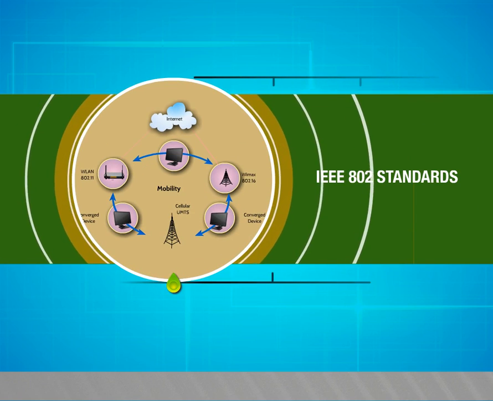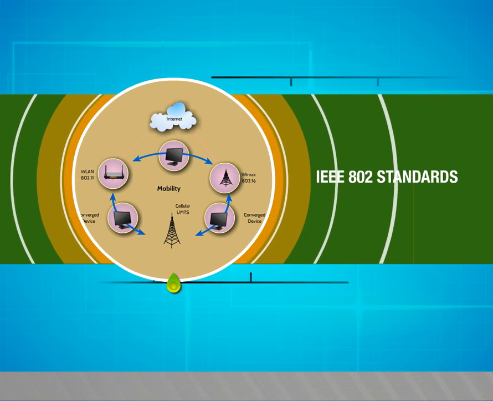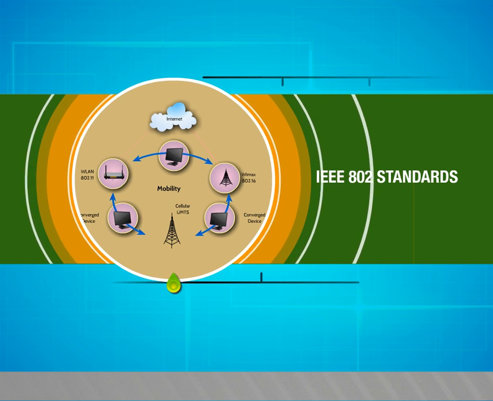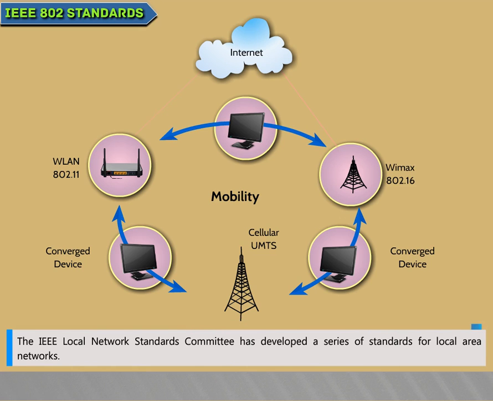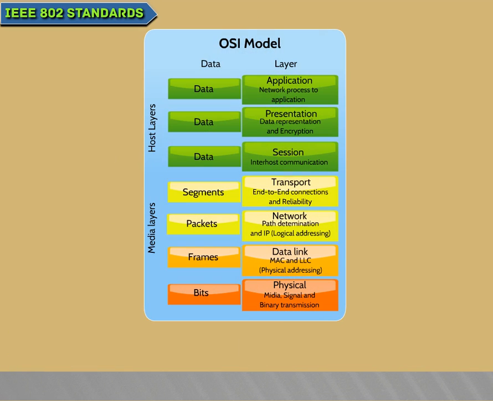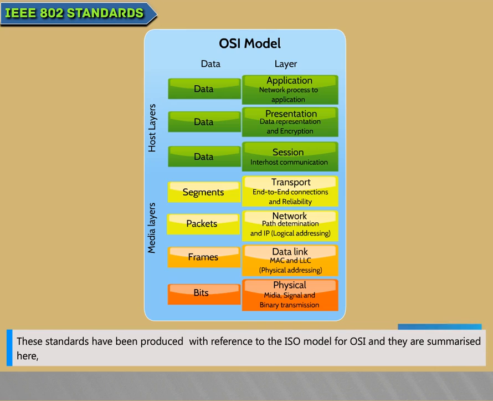IEEE 802 standards. In this video, we are going to see about IEEE 802 standards. The IEEE Local Network Standards Committee has developed a series of standards for local area networks. These standards have been produced with reference to the ISO model for OSI, and they are summarized here.